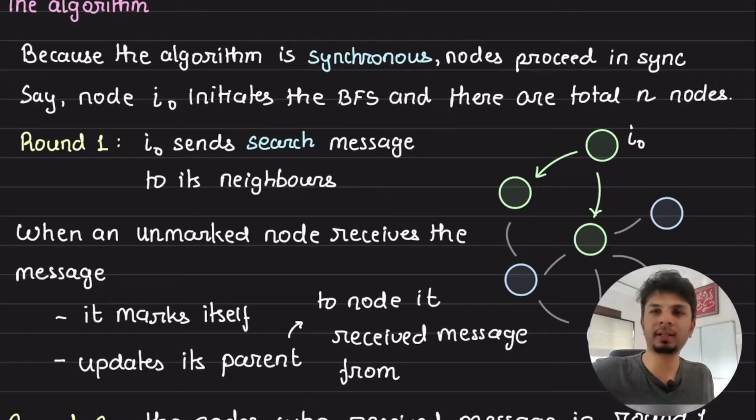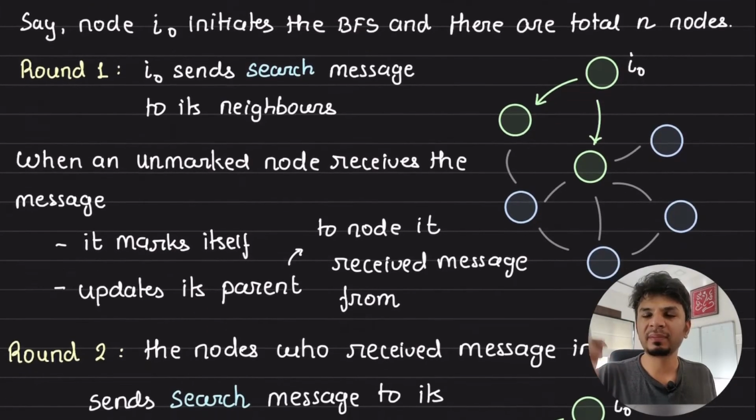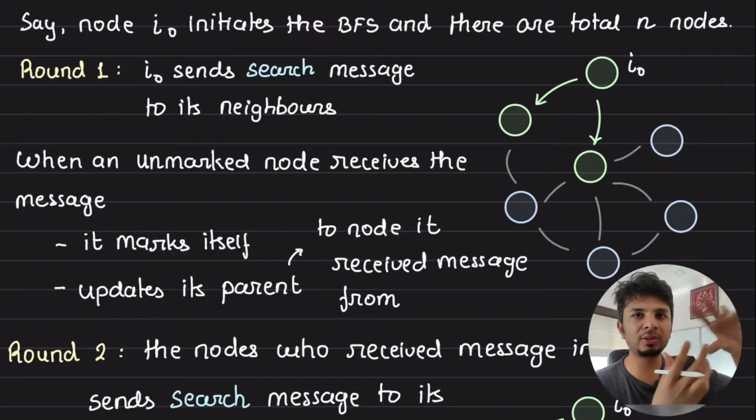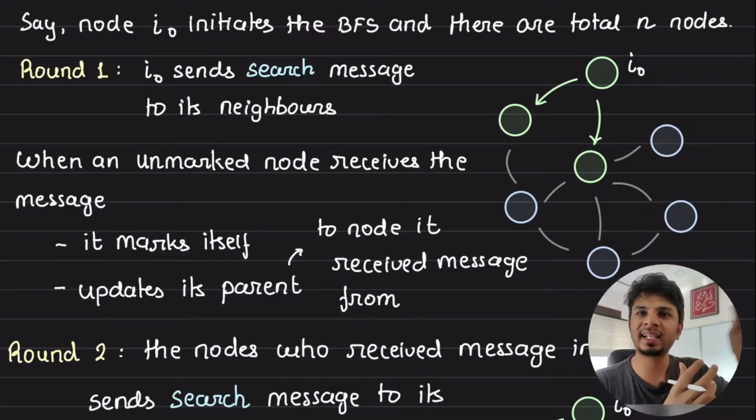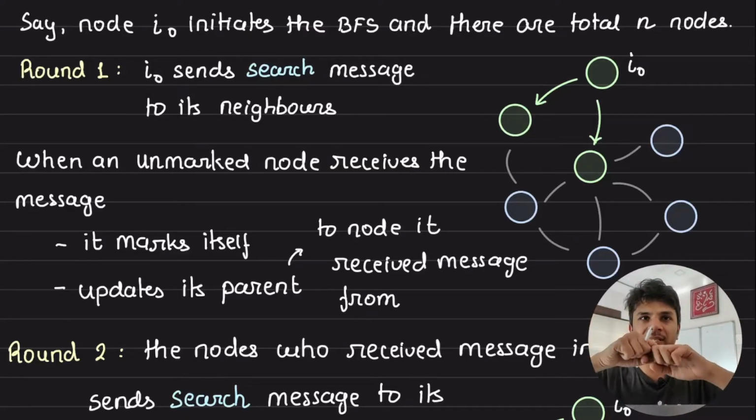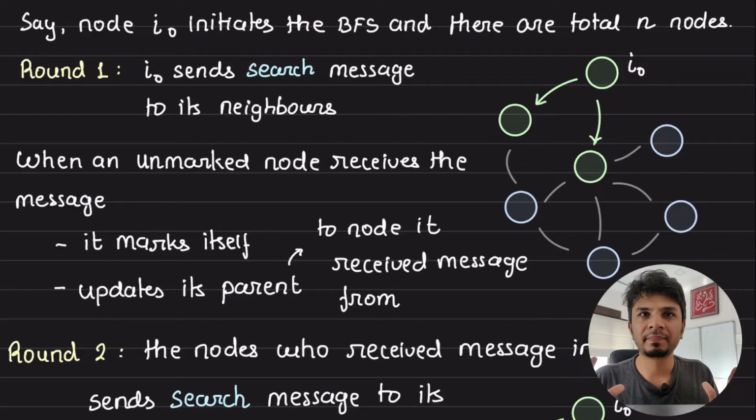Now the algorithm proceeds round by round. The first round is where I0 sends a search message to its neighbors. Now search is just a general terminology. In implementation, you just need to create a text message and then send it to the nodes, but I'm just classifying that message as a search message, right? So I0 sends a search message to its immediate neighbors, because the only thing that a node knows are its immediate neighbors, nothing else, right?